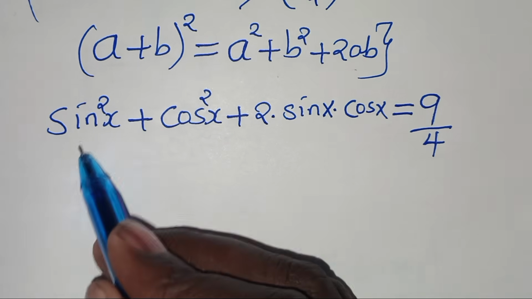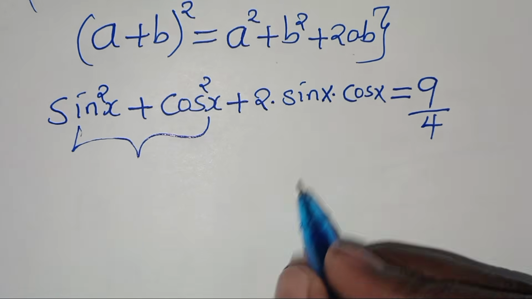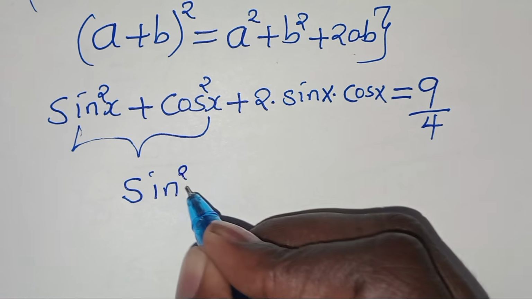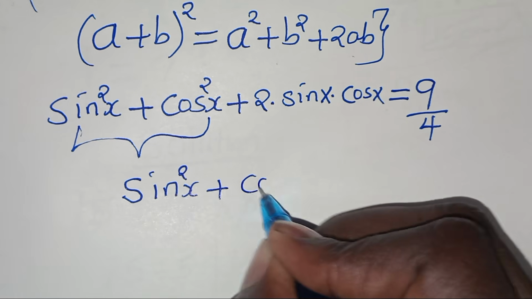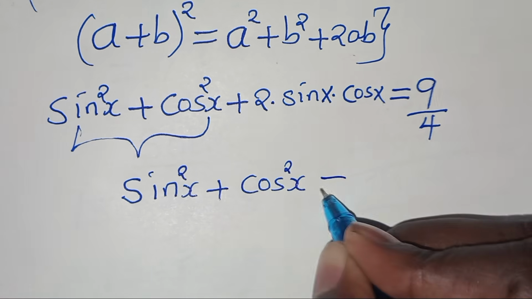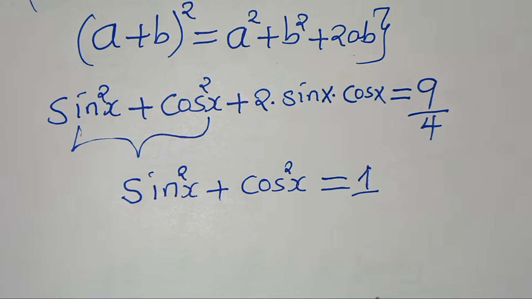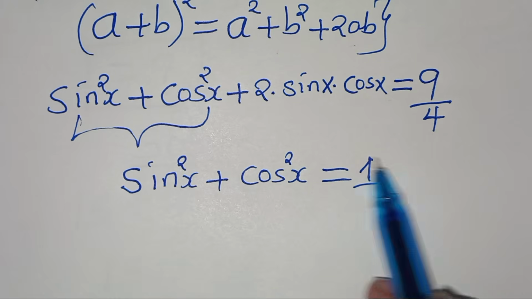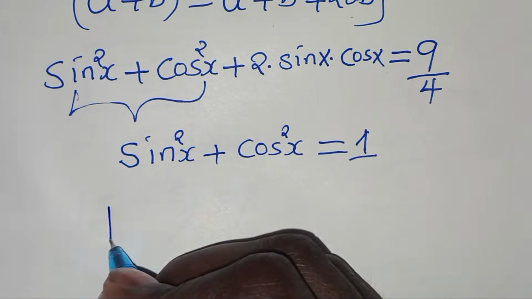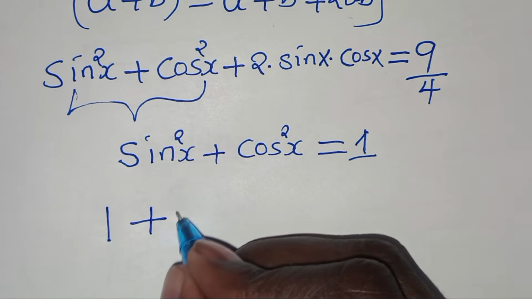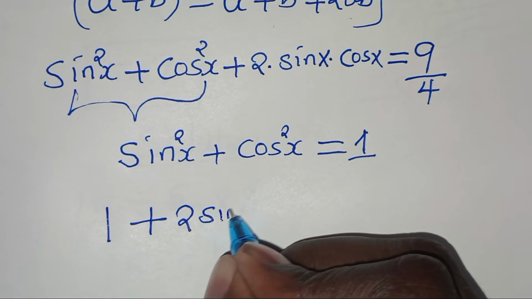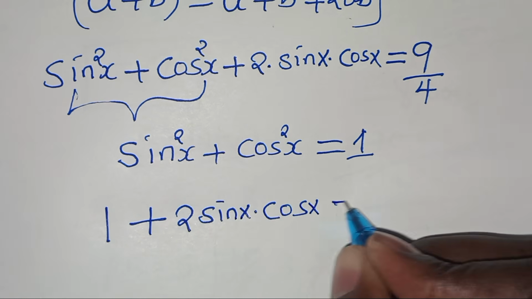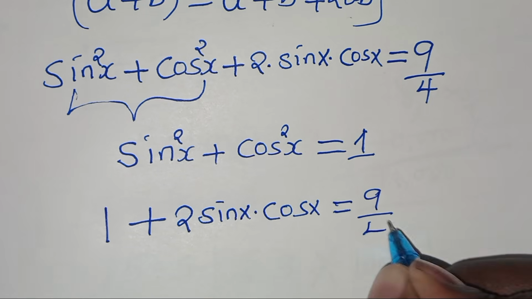Now, from trigonometry we have the identity that sin squared x plus cos squared x is the same thing as 1. So let's substitute sin squared x plus cos squared x with 1, so that we have 1 plus 2 multiplied by sin x multiplied by cos x. This is equal to 9 over 4.